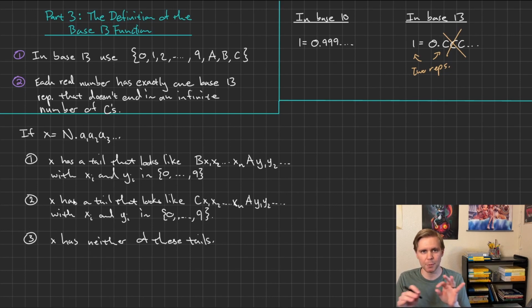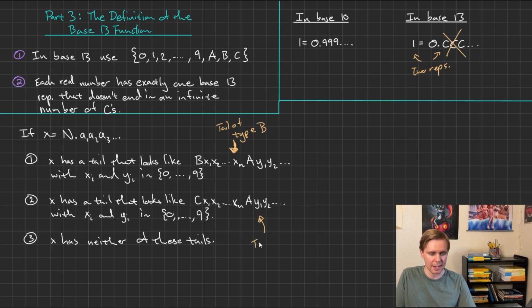So you take a real number, you write down its base 13 expansion, and either it ends in a tail that looks like this, a tail that looks like this, or it does not end in either of those tails. So just for ease of language as we move on, I'm going to say that if x has a tail like this, it is a tail of type B. And I'm going to say that this one, x has a tail of type C.